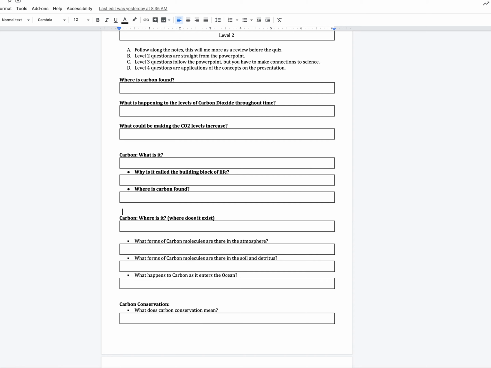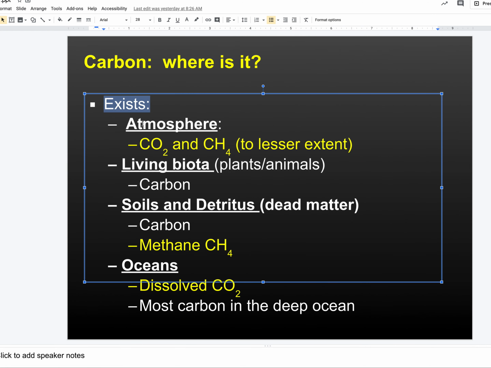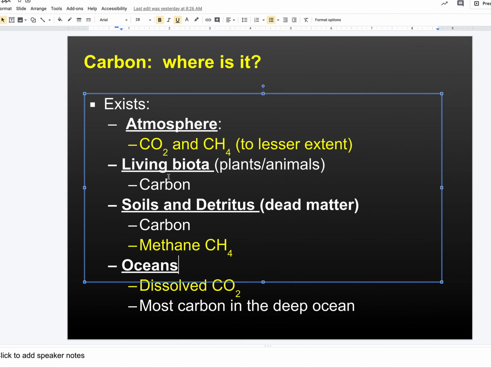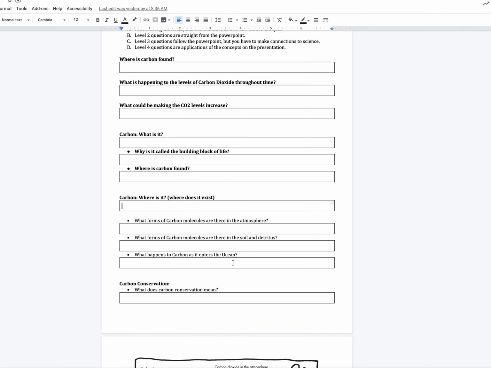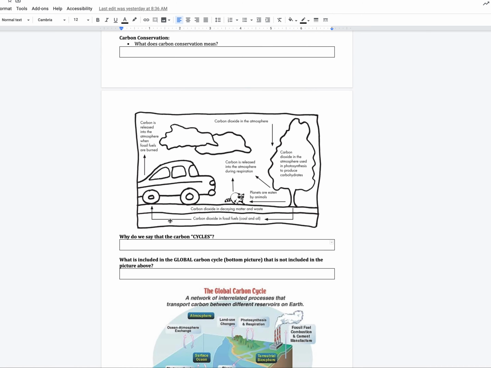Where is carbon? So there's the next slide. Where does carbon go? You have all these different places in which you can find carbon. This is 1, 2, 3, 4 different places in which carbon can be found. So you have to write the 4 of them there, and then just keep going. You're going to have to look at the graph and study that for level 2.